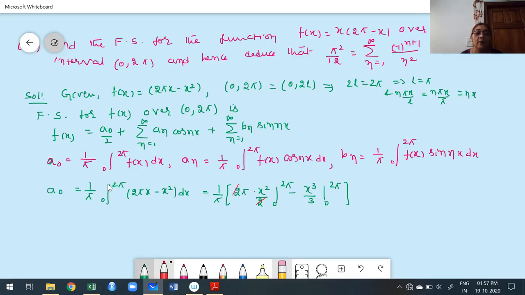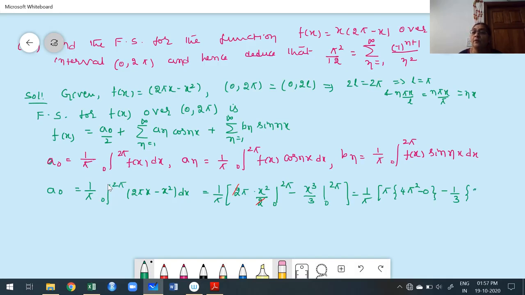Okay, fine. Now while moving to the next step, 1 by pi. Yeah, pi is a constant. Keep it outside. Apply the upper limit. 2 pi whole square, 4 pi square. Lower limit is 0. Similarly, keep the constant 1 by 3 outside. Apply the upper limit. What's the upper limit?